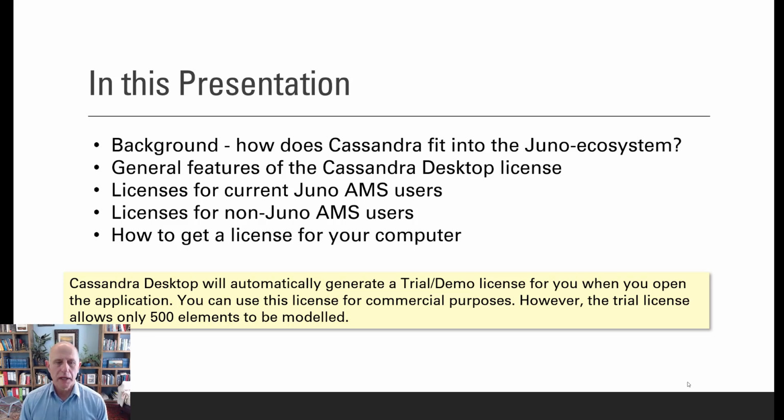So I just want to emphasize that if you open up Juno Cassandra and you are, for example, following along with our tutorials, then Juno Cassandra will automatically generate a trial or a demo license for you when you open the application. You can use this license for commercial purposes. However, the trial license only allows 500 elements to be modeled.